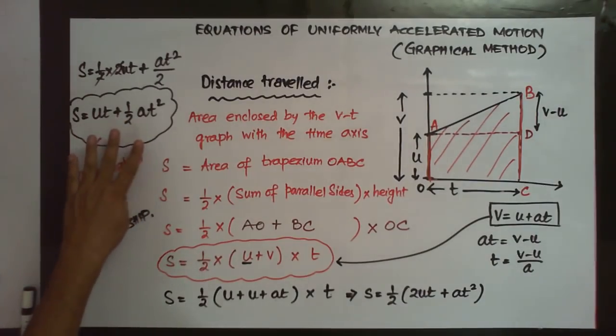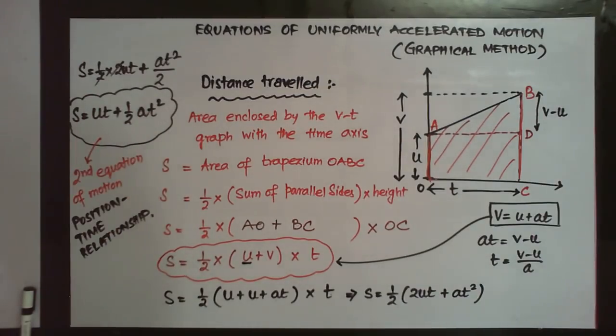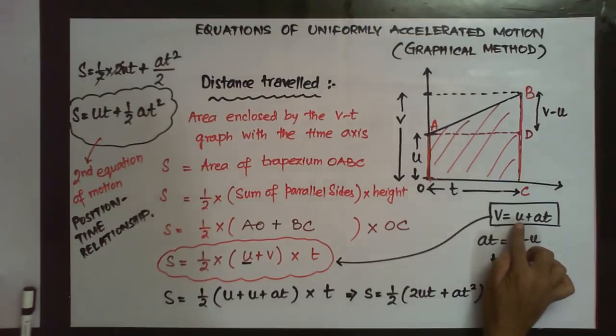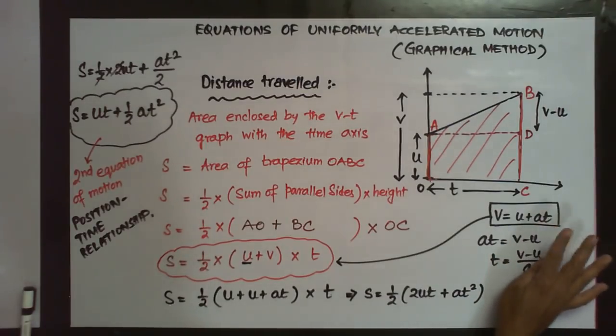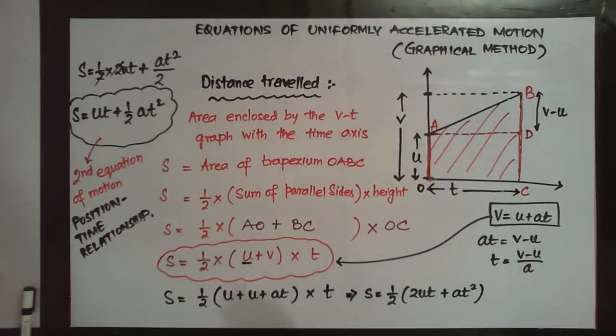We have got 4 different quantities. If 3 are given, we can calculate the 4th one. Here you have a relationship between V, U, A and T. Again 4 quantities are involved, so if 3 are known, we can find out the 4th one. Okay, so let us move on to the next discussion.